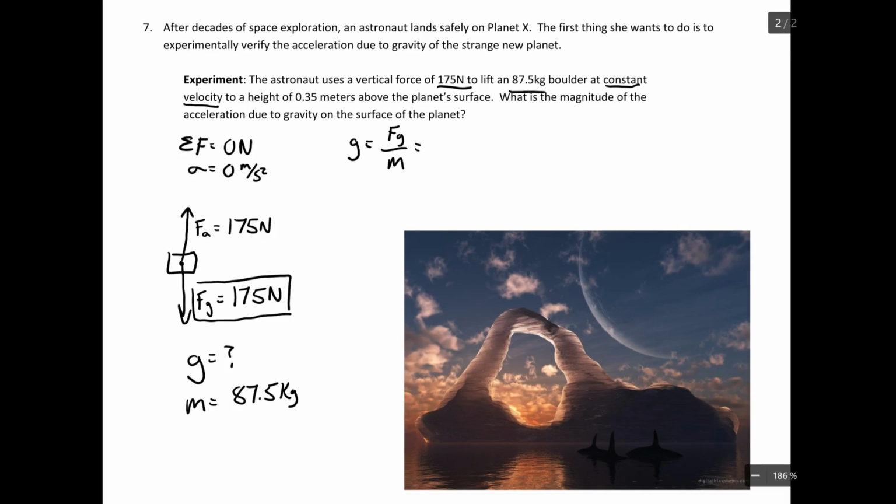All right, and we're looking for g. So we could plug in negative 175 newtons because remember the force due to gravity is acting downward, and the mass is 87.5 kilograms. So what's the new acceleration due to gravity on planet X? It's negative 2 meters per second squared. To put that in perspective, like we said in the previous page, on the moon, the acceleration due to gravity is 1.6 meters per second squared. So this planet X, pretty small planet. It's only a little bit bigger than our moon.